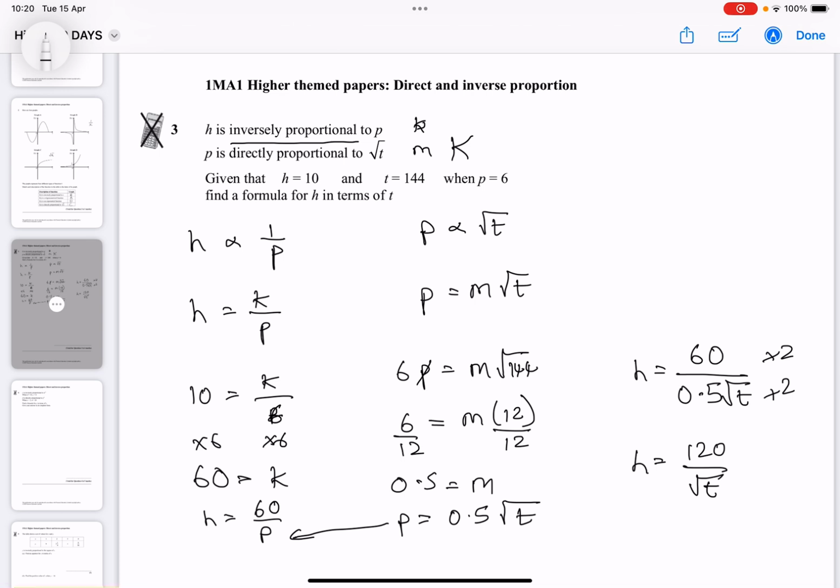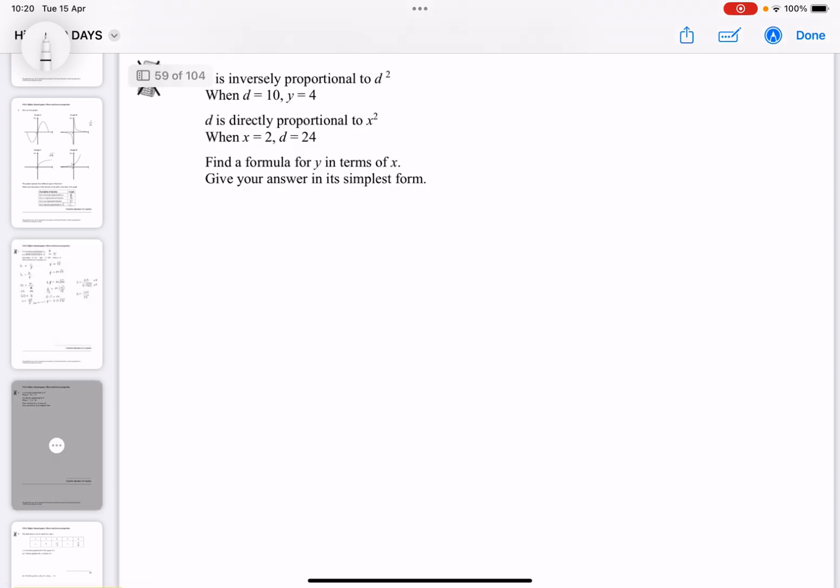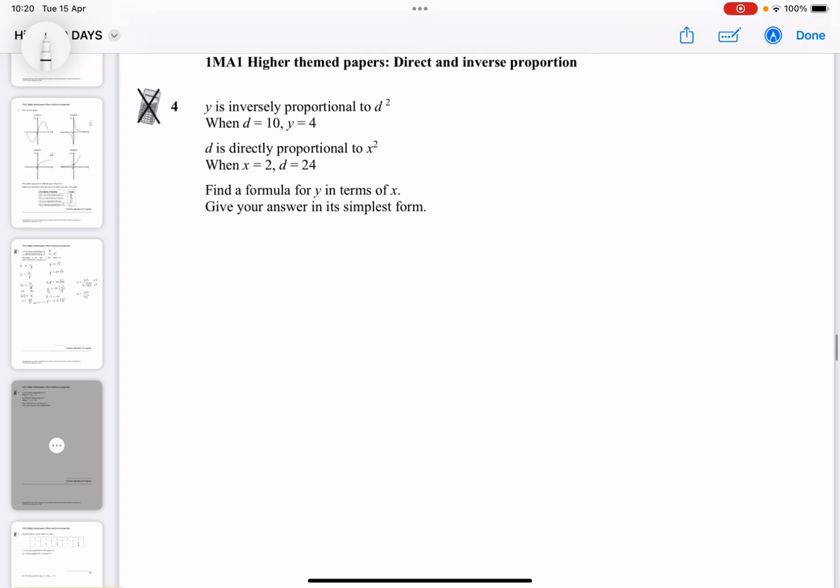Next question. Y is inversely proportional to d squared. When d equals 10, y equals 4. D is directly proportional to x squared. When x equals 2, d equals 24. Formula for y in terms of x, give your answer in its simplest form. Very similar to the last one.